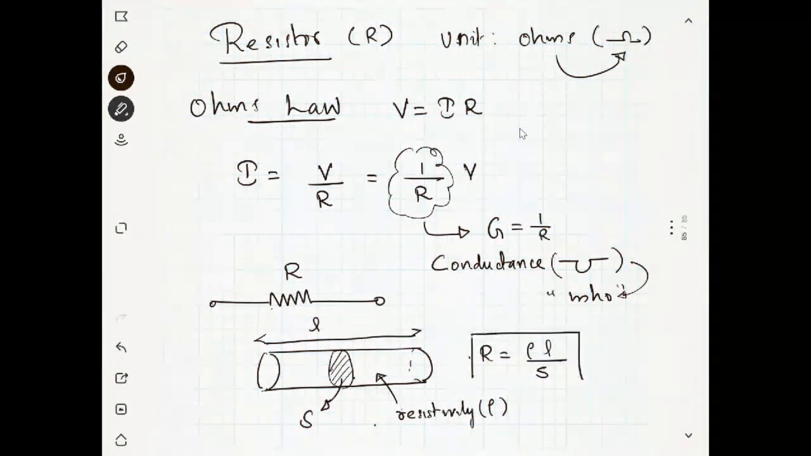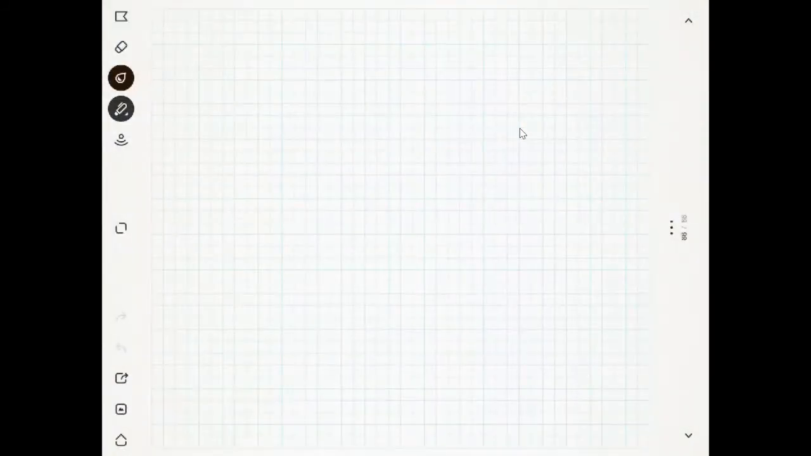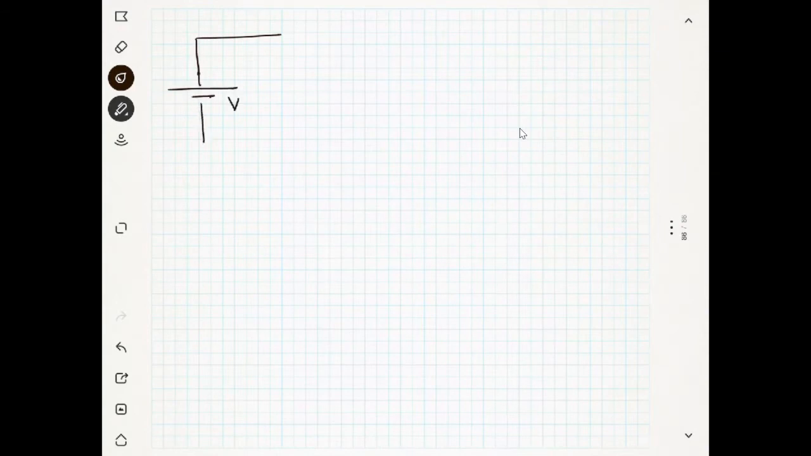We have already seen this in the last week, I think so. Yes. Now we are talking about the lumped elements. You have a voltage source and you have a resistance here.